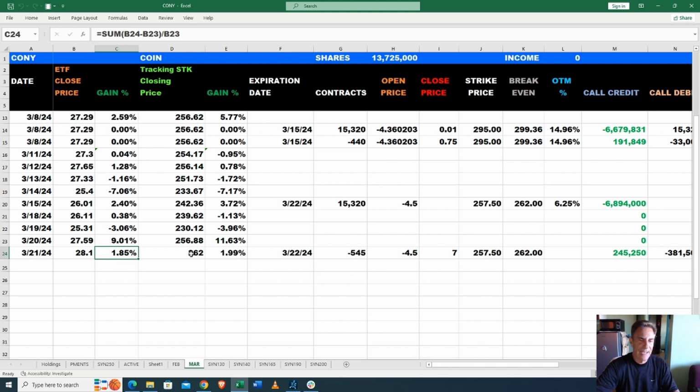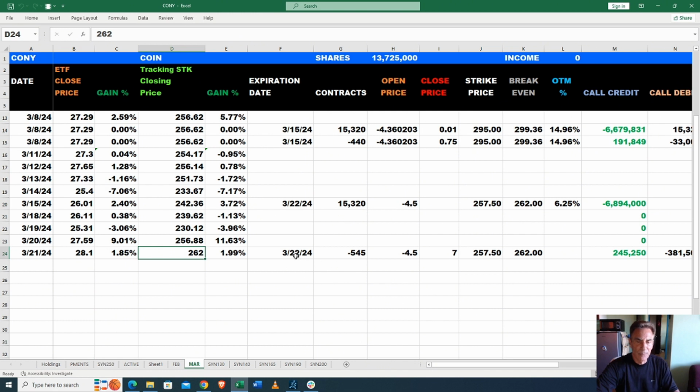COIN, the underlying asset, was up 1.99%. So we performed pretty well, probably 90 plus percent mapped. We had some 250s and some 257.5 coin, both synthetics and some activity on the weeklies. So let's take a look at the synthetics.